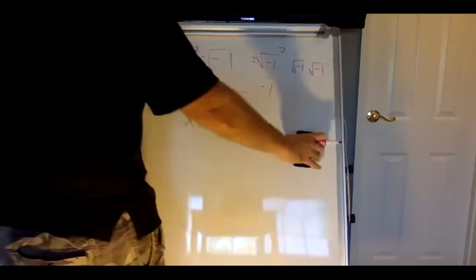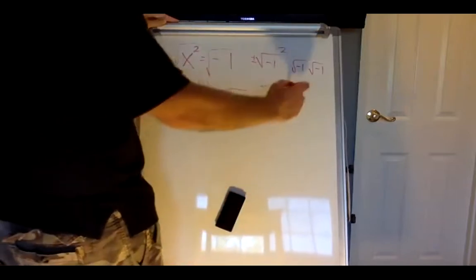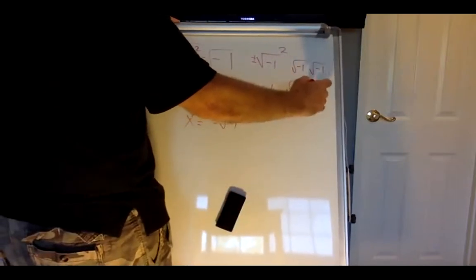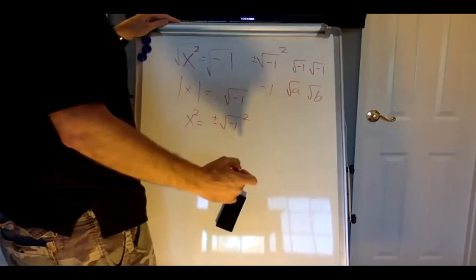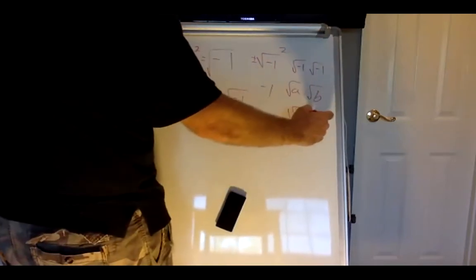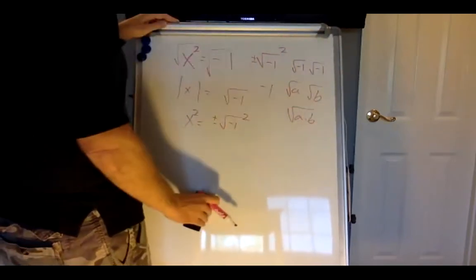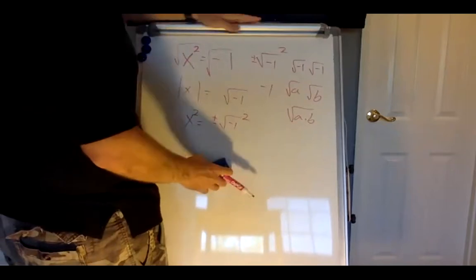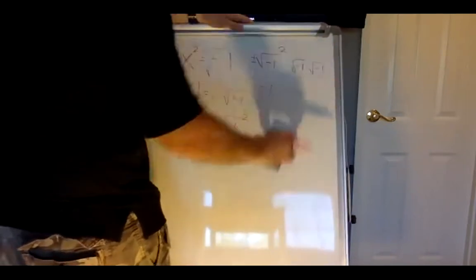have a rule in algebra. The rule in algebra says if you have the square root of a times the square root of b, that is equal to the square root of a times b. We have that rule. We learned that rule. Okay? However, watch what happens when you do that.